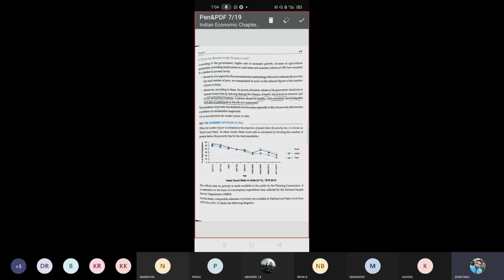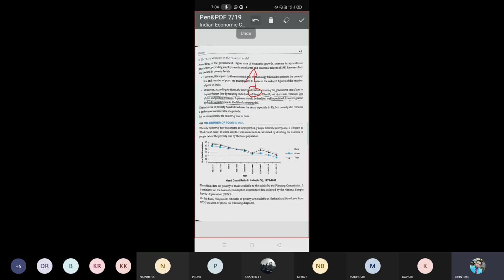They will get subsidy from the government. Second thing is, they will get tax concessions and various other benefits. So our government is motivated to start industries in economically backward areas or rural areas. That's how poverty became a little less. Moreover, according to them, poverty alleviation scheme, alleviation means eradication, poverty eradication.